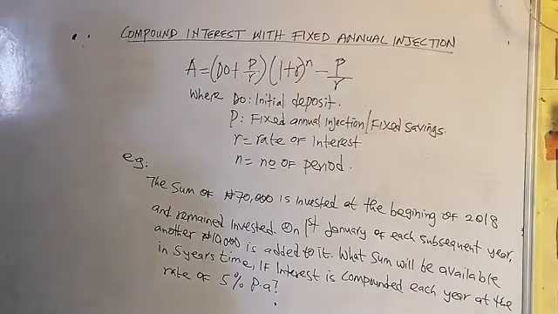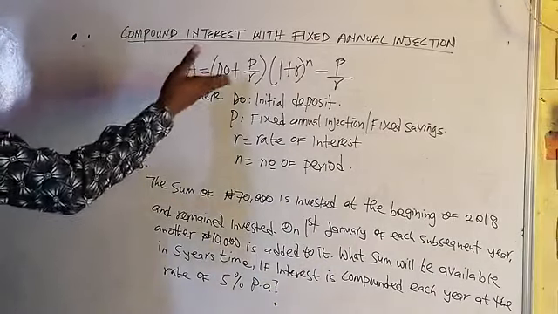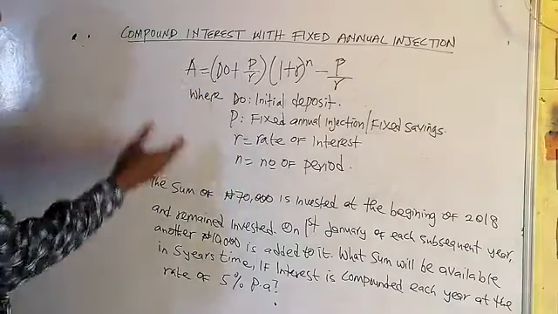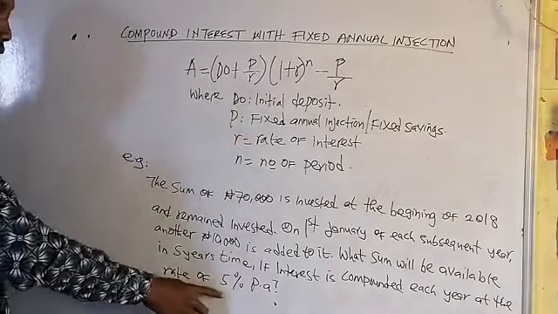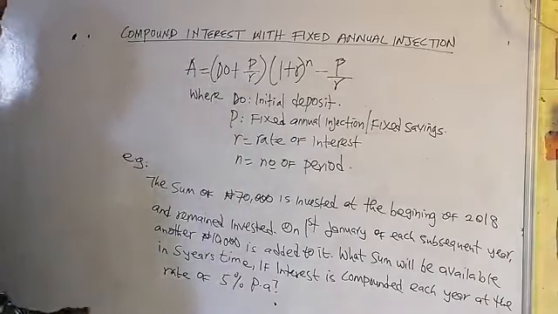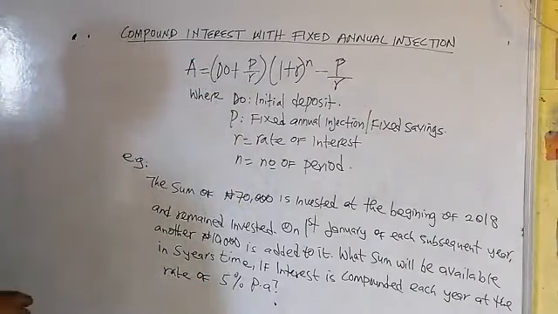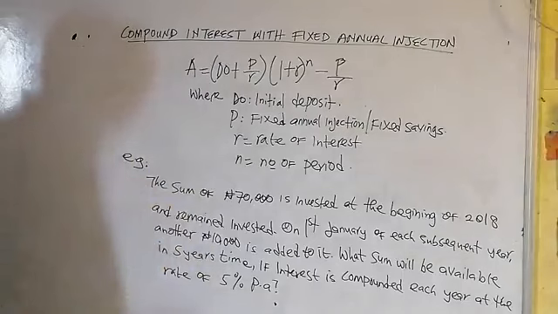Basically, this is the formula to use to determine what the lump sum of money will be at the end of the 5 years period. Now let's look at it. Let's now solve the question to see how much our money will be at the end of the 5 years.